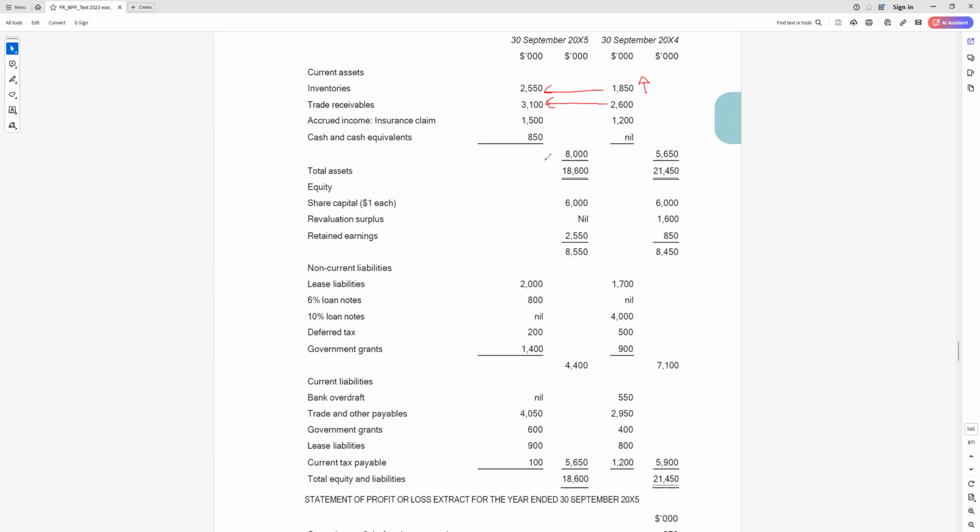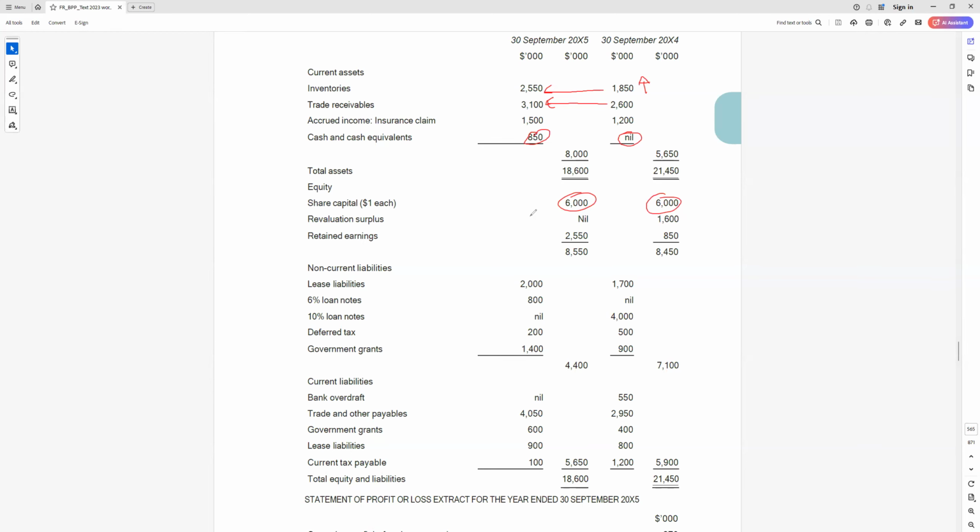So we have the inventories increase, trade receivables increase, and we have some cash and cash equivalent. So we had no cash last year, it was nil. This year we have 850. And then we have the equity section, share capital. No new share is issued. We can see here we have 6,000. So we don't have to worry about the share capital.